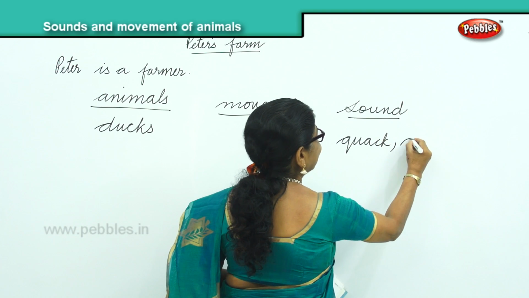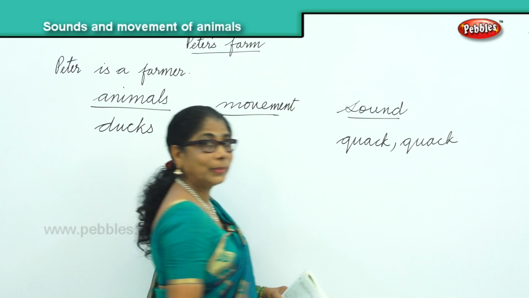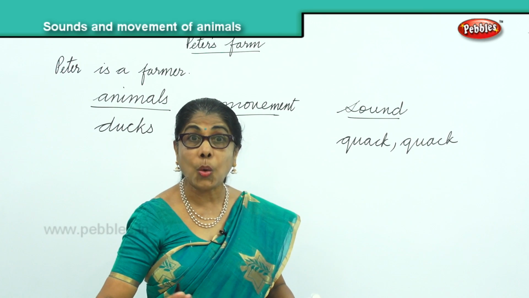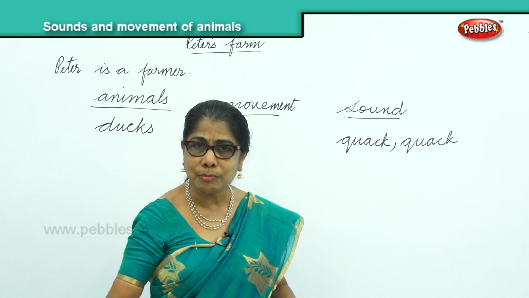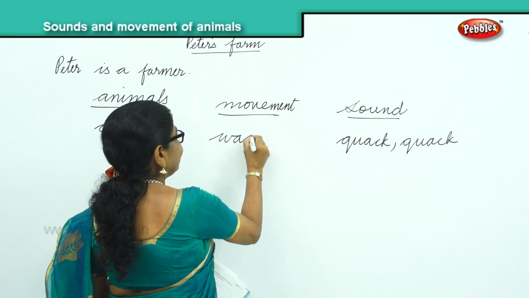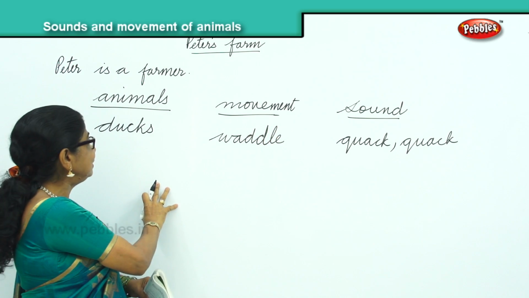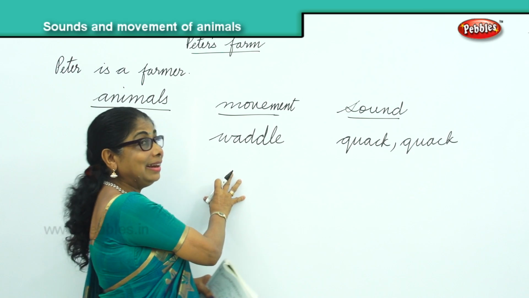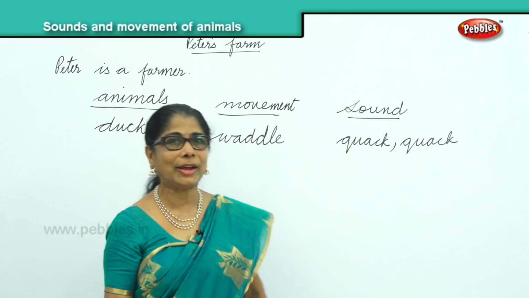It goes about saying quack, quack, quack. Now the duck has webbed feet. So what is the movement that he'll make? Waddle. You say a duck waddles. Ducks waddle in the pond and they go about saying quack, quack, quack, quack.